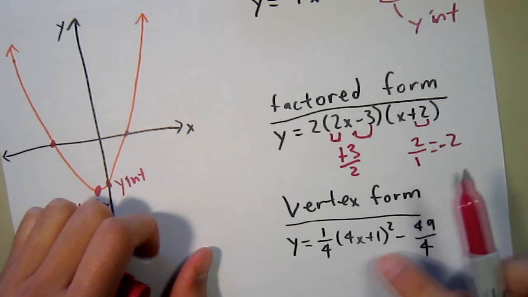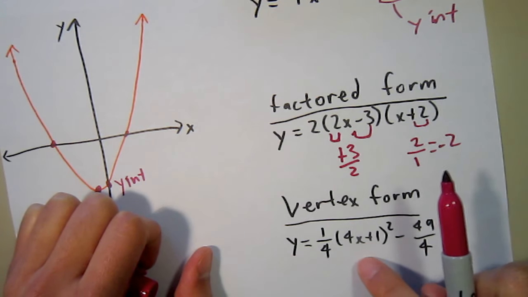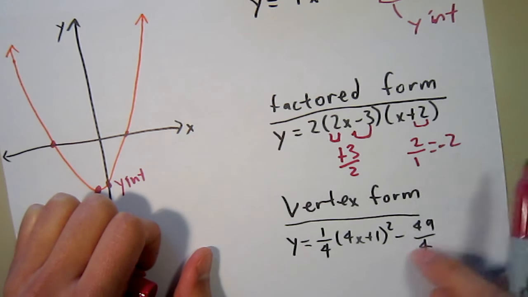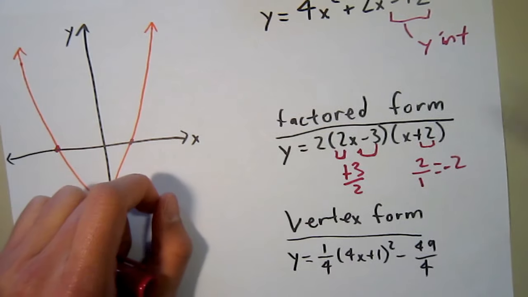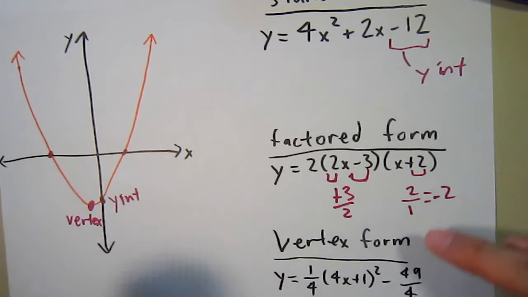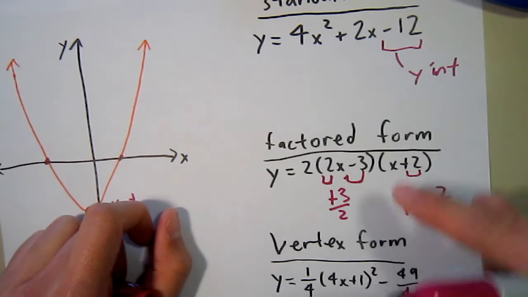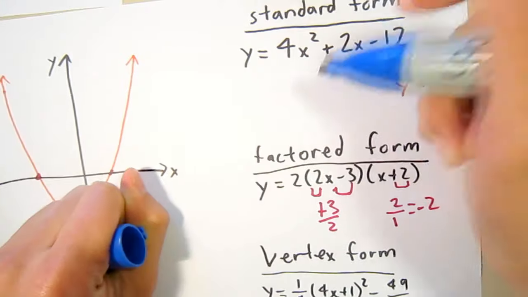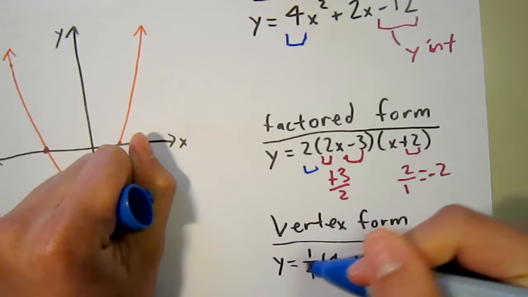The third form is vertex form. It looks like this. I will talk more about this in another video. Now all of these forms can be converted into one another. We can change this into this, this into this, and so on. In all of these forms, the number at the front tells you two things.